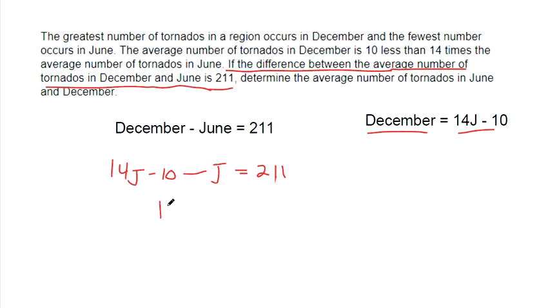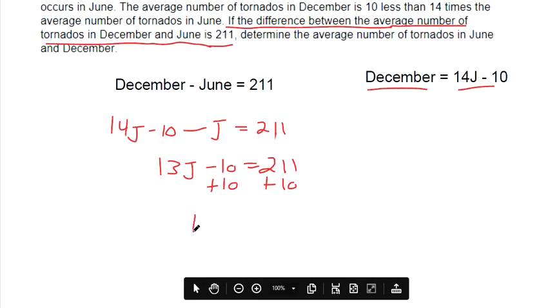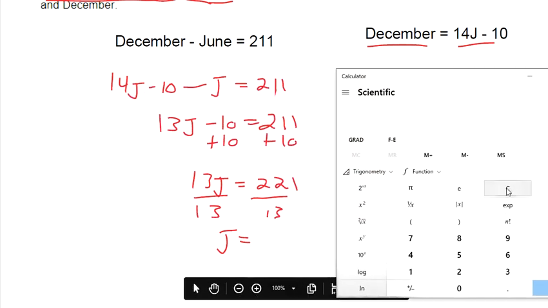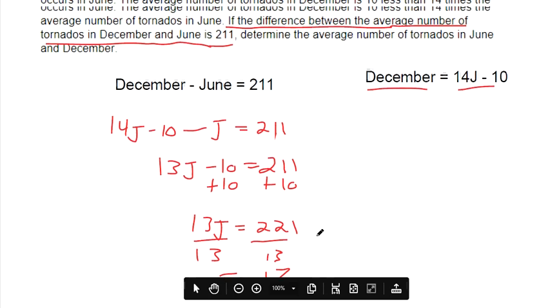14j minus 1j makes 13j. Trying to get j by itself, we're going to add 10 to both sides. And then to finish getting j by itself, divide both sides by 13. So we got 221, sorry, calculator's off screen. 221 divided by 13 gives us 17. So there's 17 tornadoes in June.